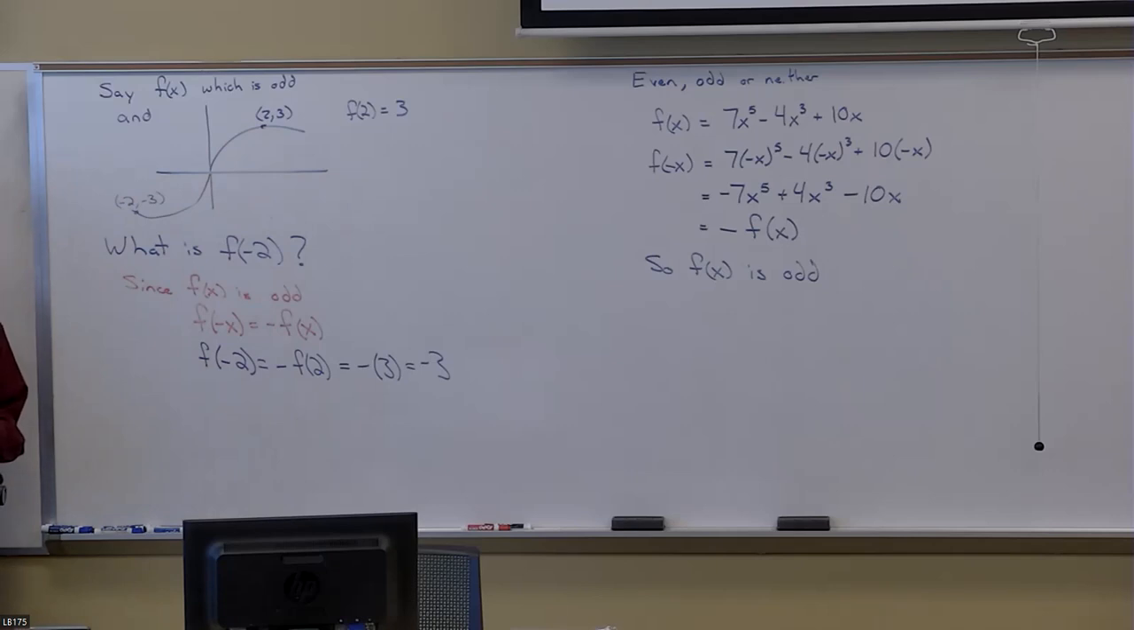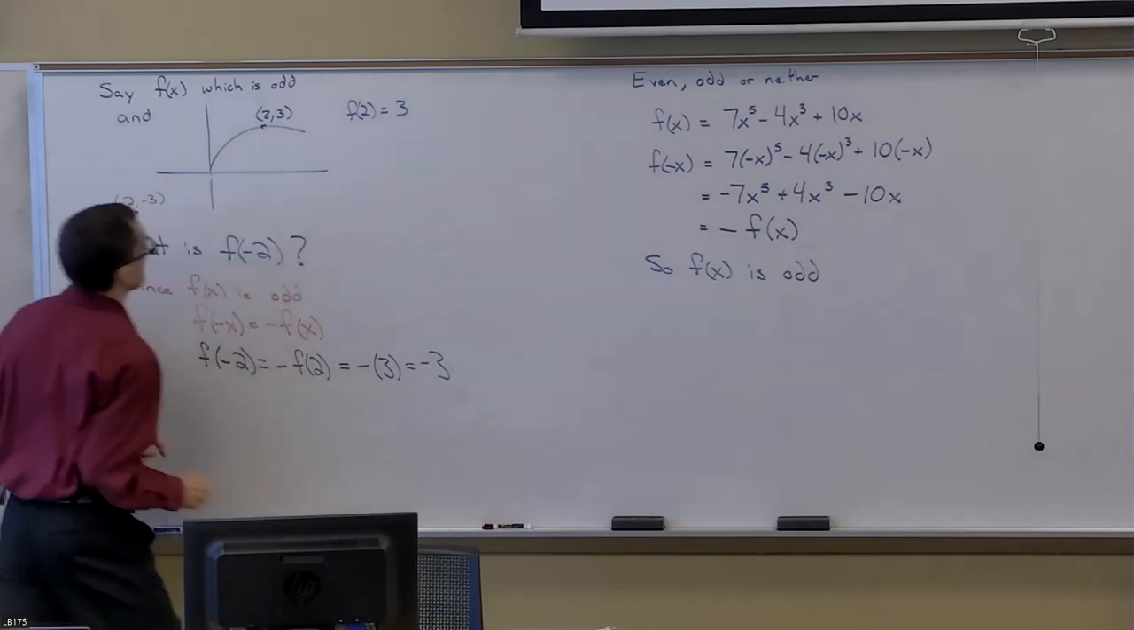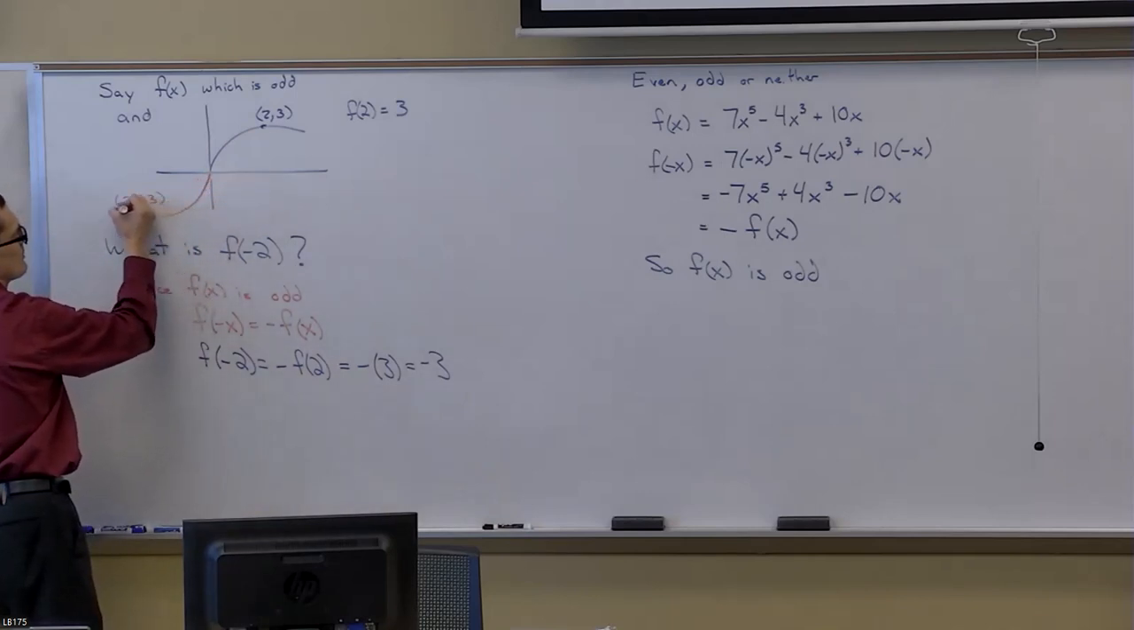Did I get that? So every single point along this would be reflected through the origin.